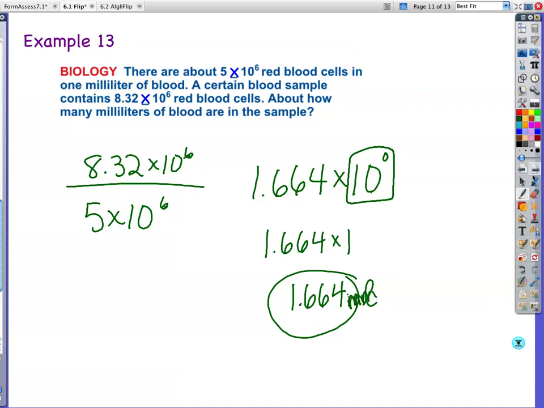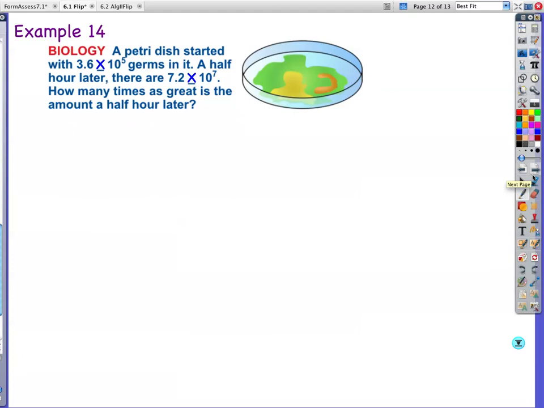All right. Example 14. A petri dish started with 3.6 times 10 to the 5th germs in it. A half an hour later, there are 7.2 times 10 to the 7th germs. How many times as great is the amount a half hour later? So this times what gives me this, or this number divided by 3.6 times 10 to the 5th. Okay, I'm saying how many of these go in there? How much bigger is this than this?